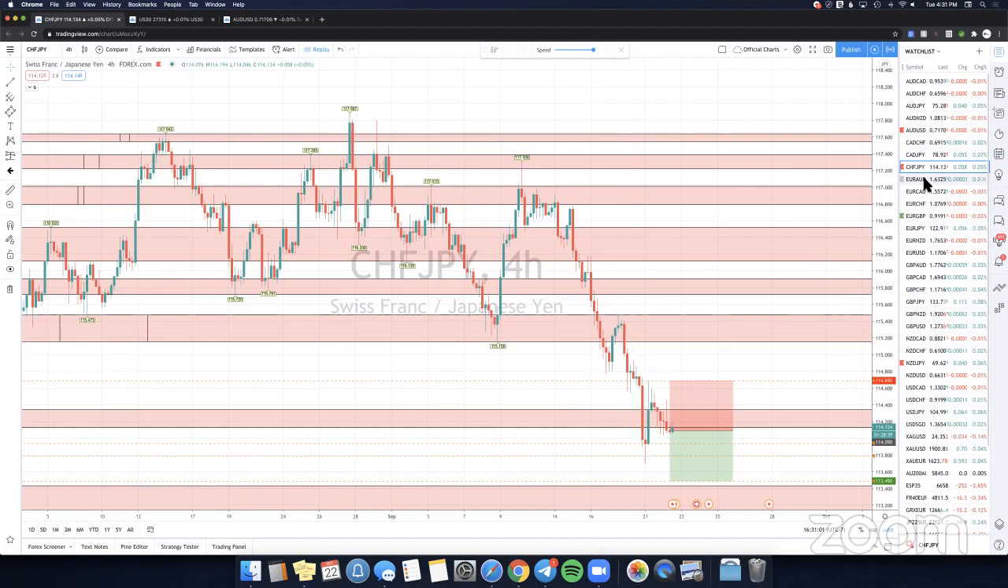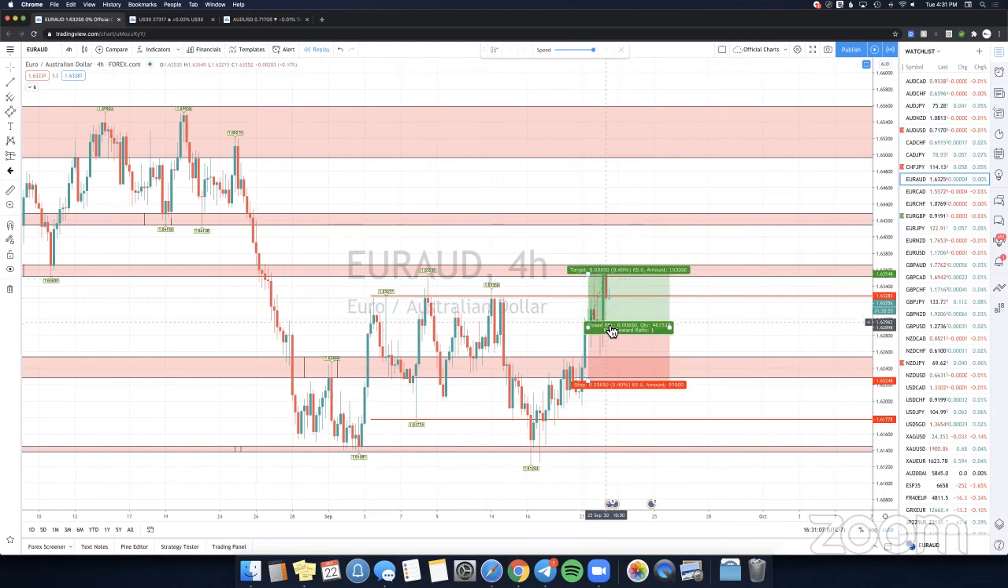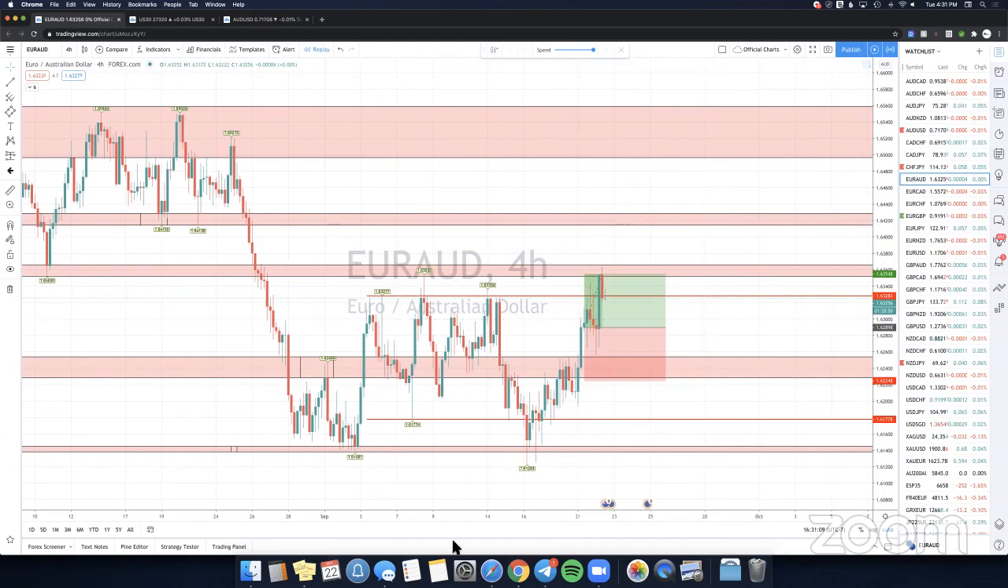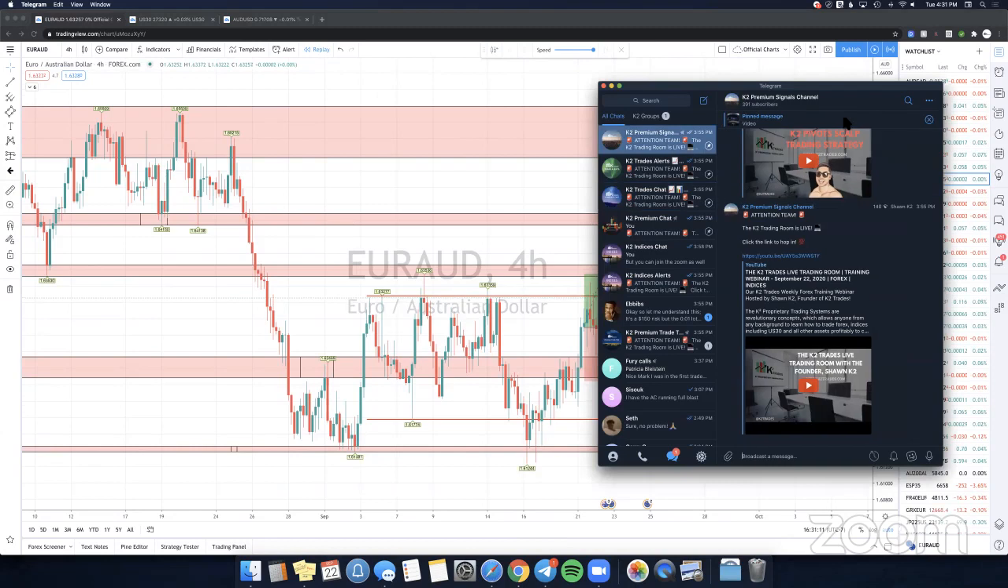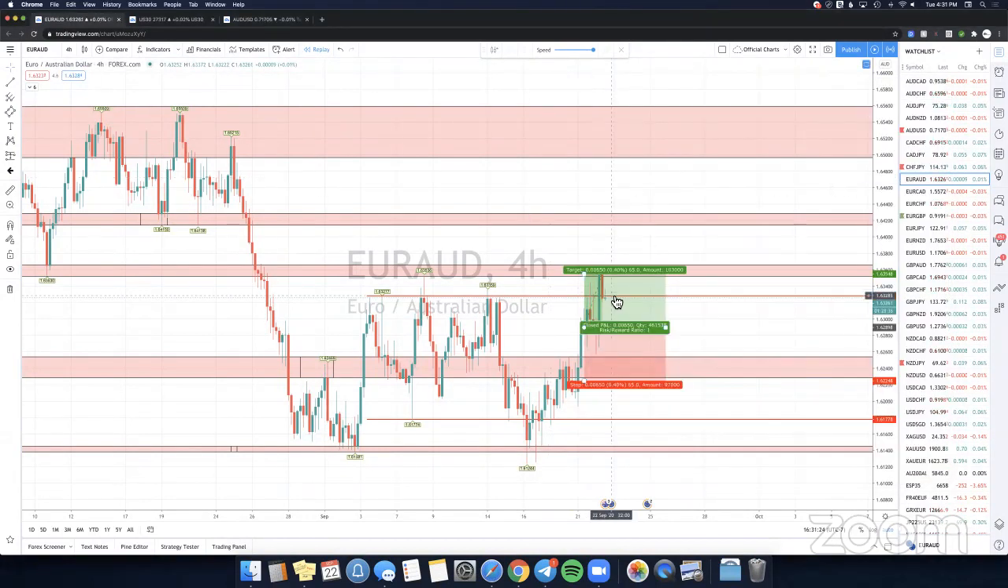So let's see. Euro AUD. I can't remember if I called this trade. It looks like I wish I did. Let's see. I don't think I called that trade, unfortunately. Last time I called Euro AUD was at the beginning of the month, on the 3rd, where we hit full TP for that one. So yeah, unfortunately, I didn't call this trade.